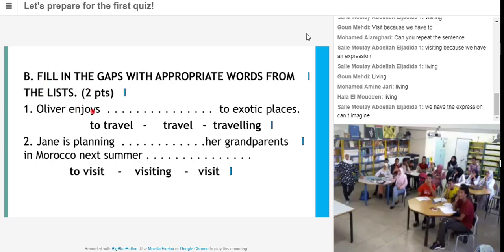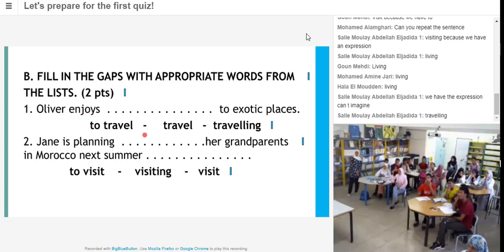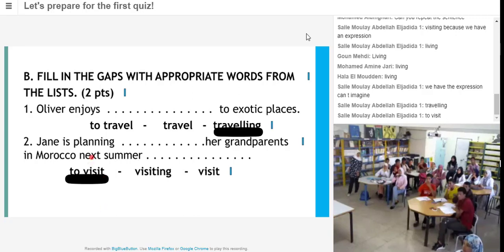Now, Oliver enjoys to exotic places. So enjoys is followed by what? Gerund. Gerund form. That's excellent. So the answer here is traveling. Number 2, Jane is planning her grandparents in Morocco next summer. The verb here is to plan. So Jane is planning to what? What is your answer? To visit. Excellent. All right. Planning to visit. Plan is a verb which needs the word after it in infinitive form, not in gerund form.